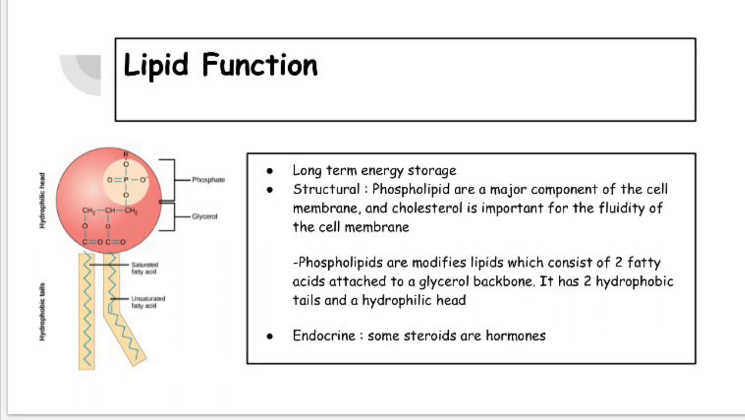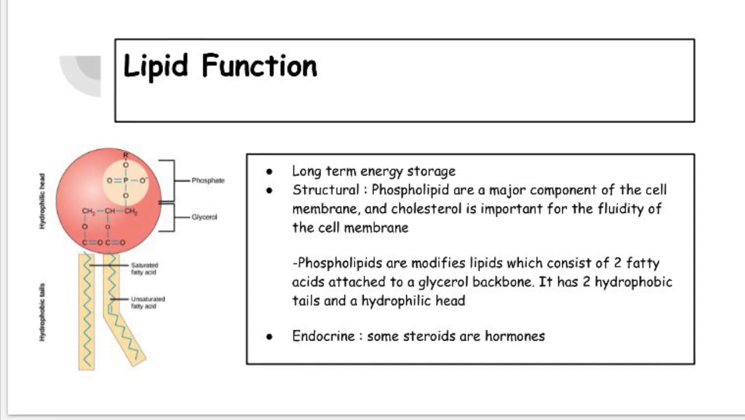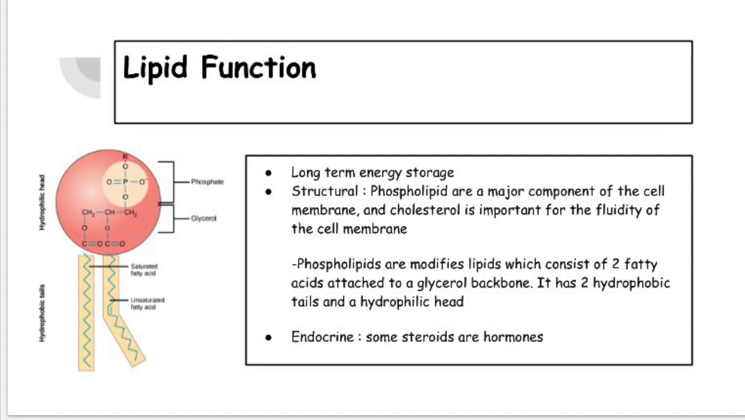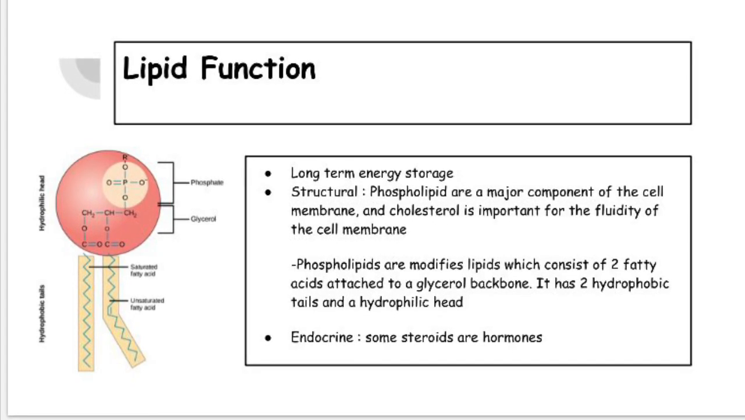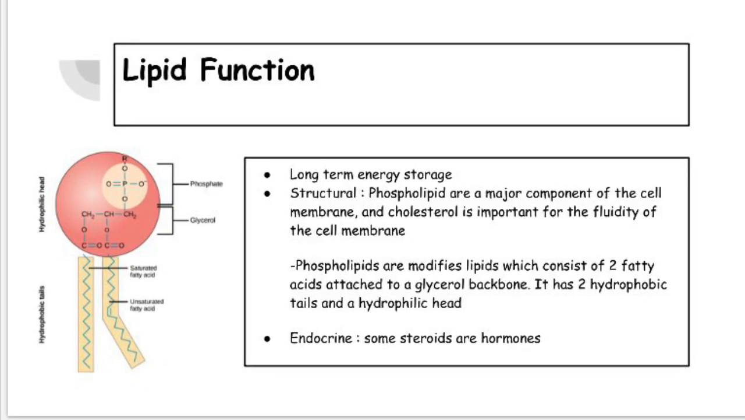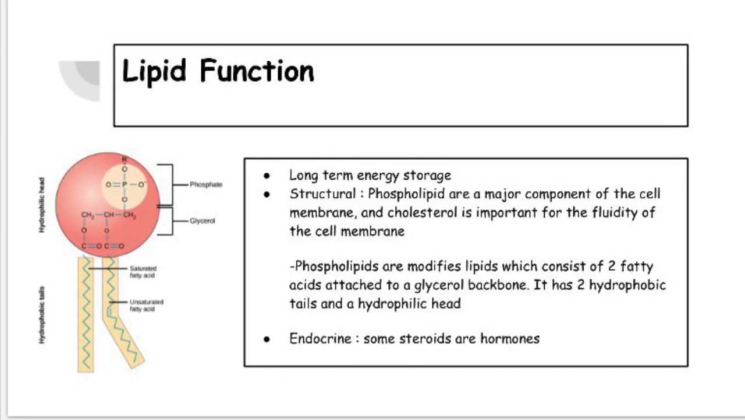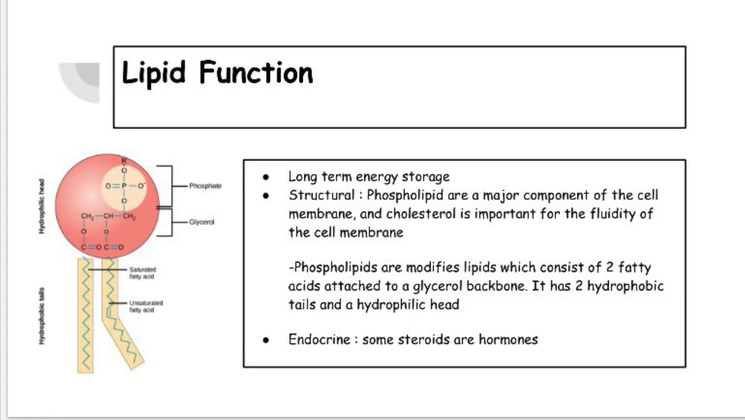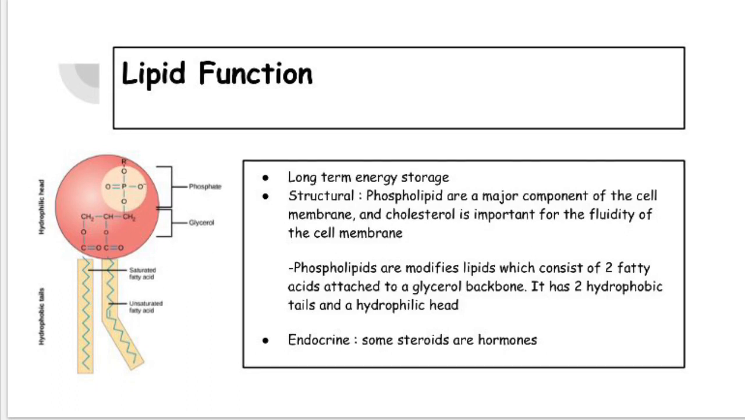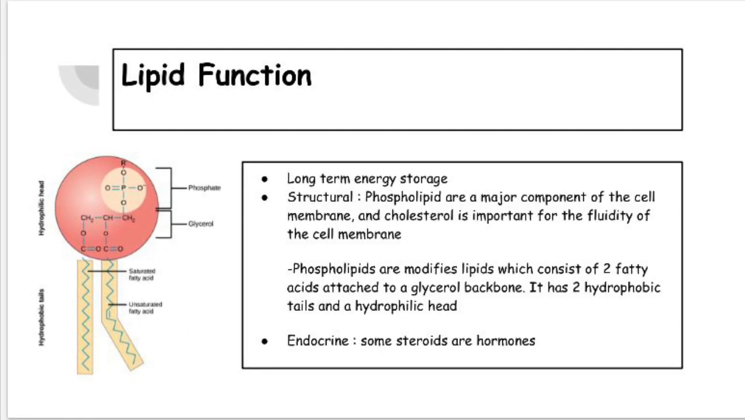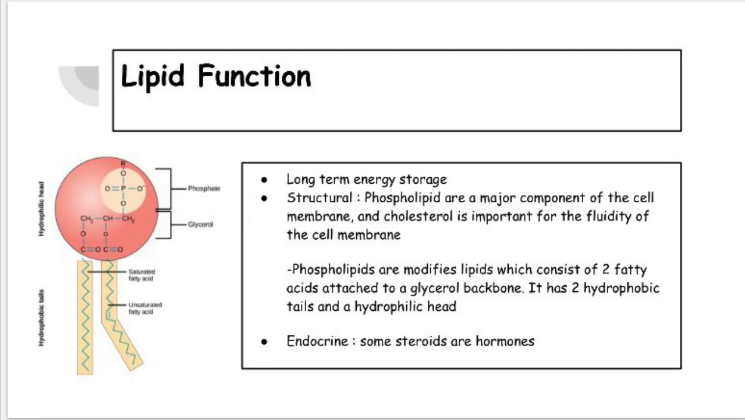Phospholipids are a major component of the cell membrane, and cholesterol is important for the fluidity of the cell membrane. Phospholipids are modified lipids which consist of two fatty acids attached to a glycerol backbone, with two hydrophobic tails and a hydrophilic head. I would memorize the difference between hydrophobic and hydrophilic because it comes up a lot in biology. Another function of lipids is endocrine, because some steroids are hormones.